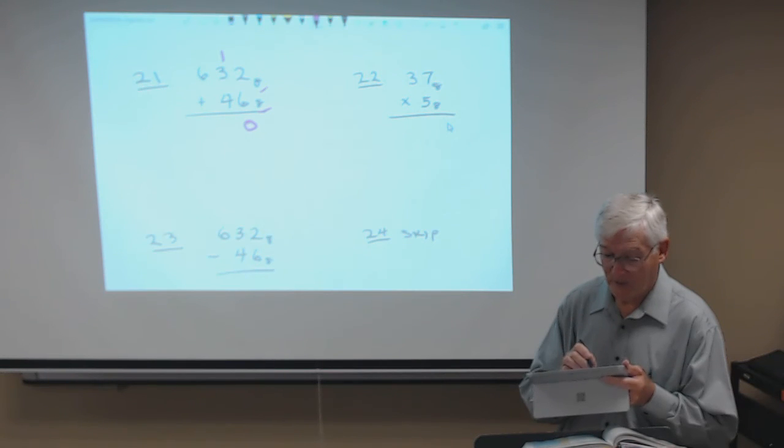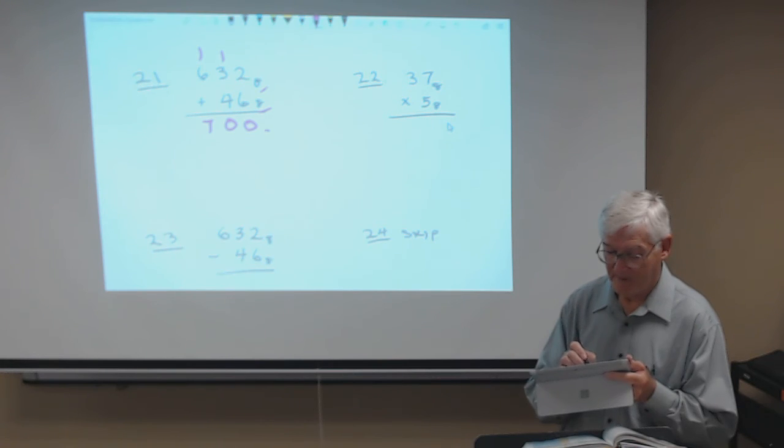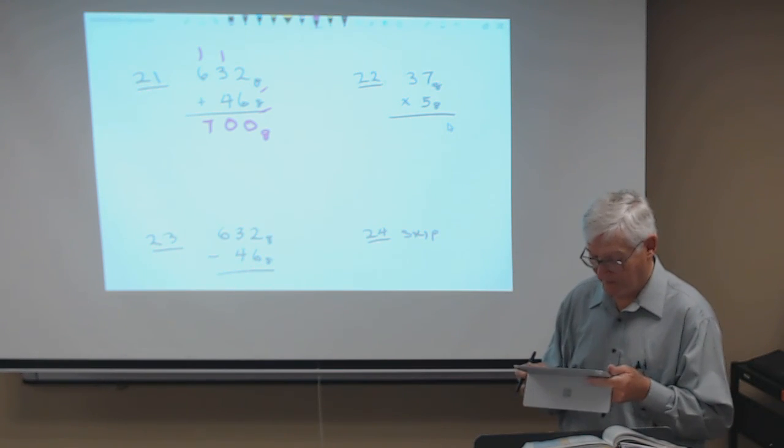Then I add 3 and 1 and get 4, and 4 and 4, I get 8 again, and 8 would be 0, carry the 1. And 6 and 1 would be 7. You got it?